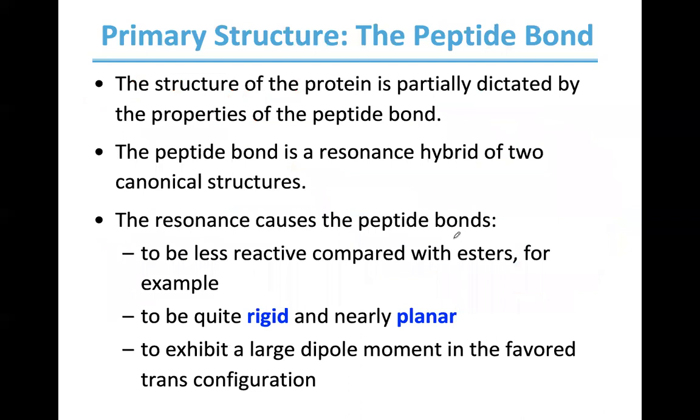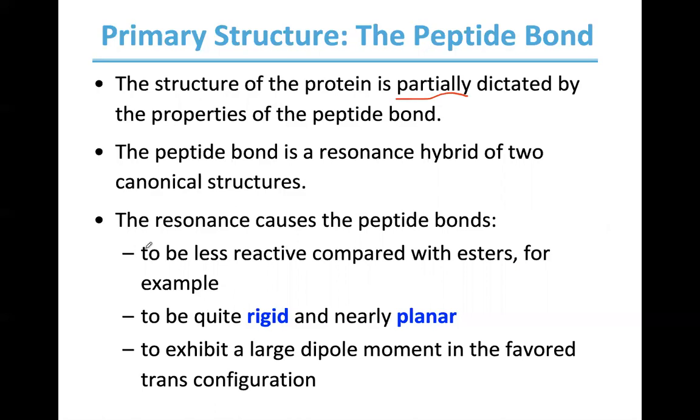All right, so we start with the peptide bond. So this is the actual backbone of the protein chain, right? And so the structure of the protein will be dictated by the properties of the peptide bond. Well, partially, but primarily, right? So we talked about the resonance. So the peptide bond is a resonance hybrid of two canonical structures.